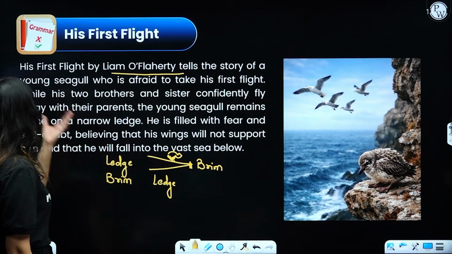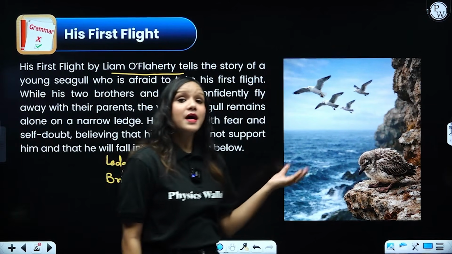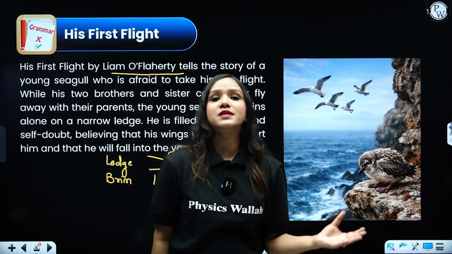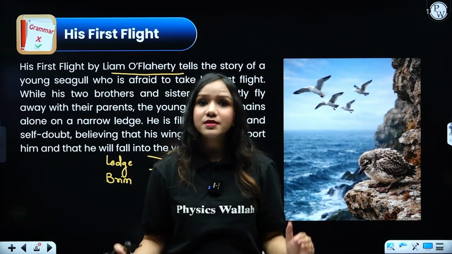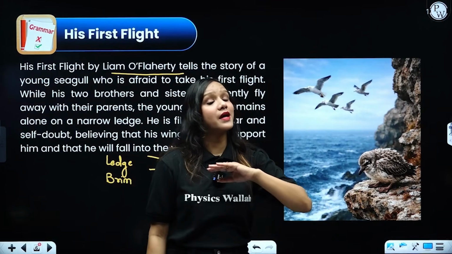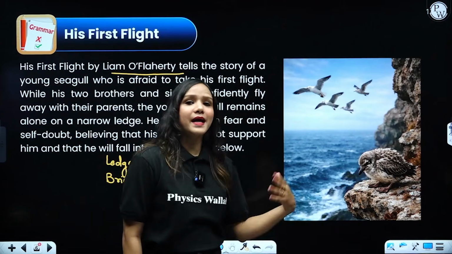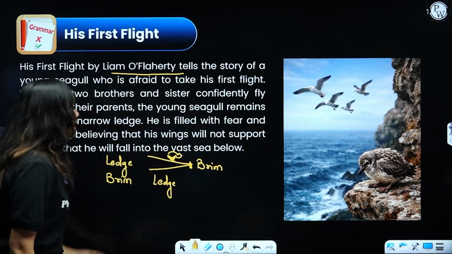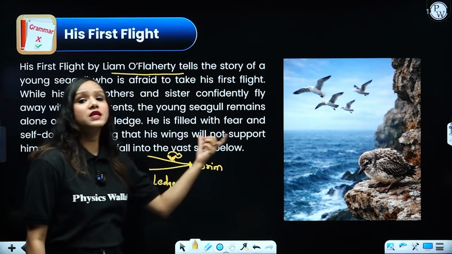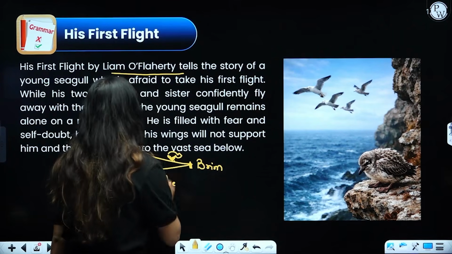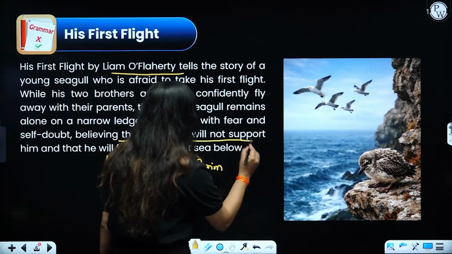So what's written here? Young seagull who is afraid to take his flight because he thought that his wings would not support him, and he had already seen the previous day that his siblings, his two elder brothers and his sister, had already learned how to take their flight and have got successful in learning the fine art of flying, swimming and catching their prey, right? So what happens? He's filled with fear and self-doubt, believing that his wings will not support him. So please make sure that you know this reason, just because he thought that his wings would not support him.